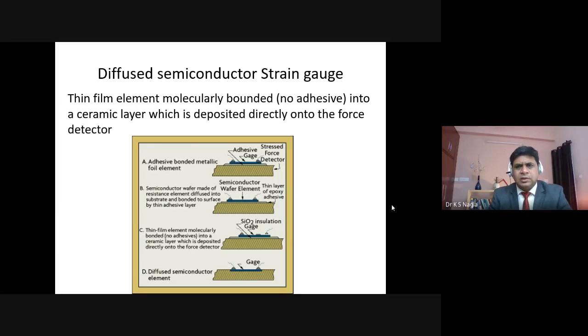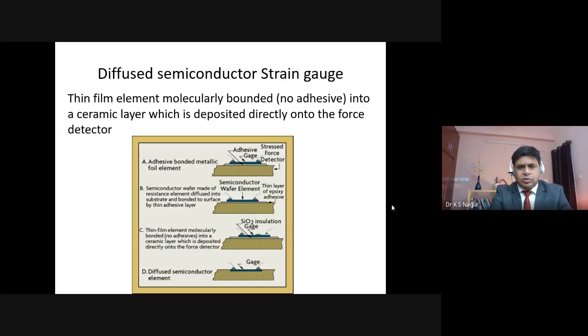Another is the diffused semiconductor strain gauge. This is the new technology where the thin film element is molecularly bonded with no adhesive into the ceramic layer, which is deposited directly onto the force detector. The force detector is the base part, which is under stress when you are measuring. The adhesive-bound metallic foil element is pasted over the surface, and the semiconductor wafer, which is made up of a resistor element, is diffused into the substrate and bonded to the surface with the adhesive layer. With a thin adhesive layer, the thin film element, molecularly bonded with no adhesive into the ceramic layer, can be deposited directly onto the force detector, and this is the diffused type of semiconductor strain gauge.